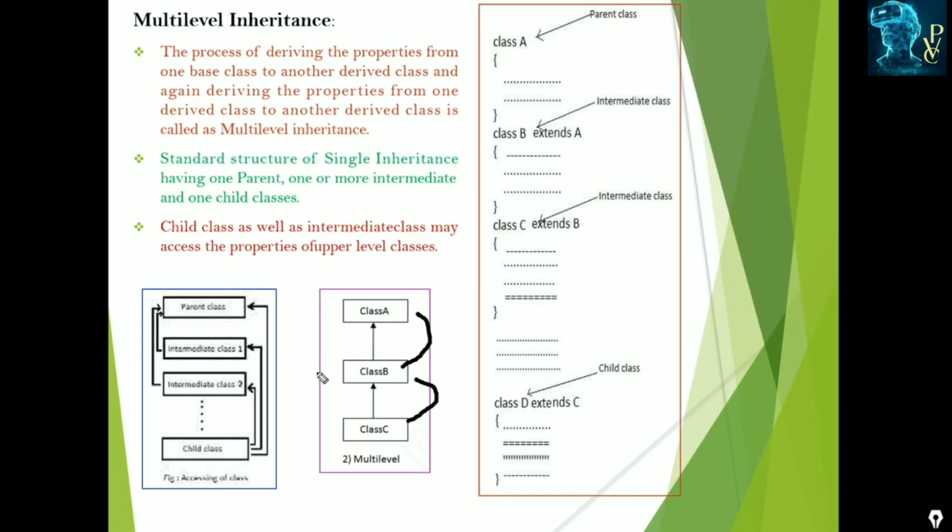Here you observe the parent class shares its properties to the intermediate class. As many intermediate classes as there are can share its parent classes' members, and those are shared to the child class. And the child class accesses its upper-level classes, intermediate classes as well as the parent classes. This is called multi-level inheritance.